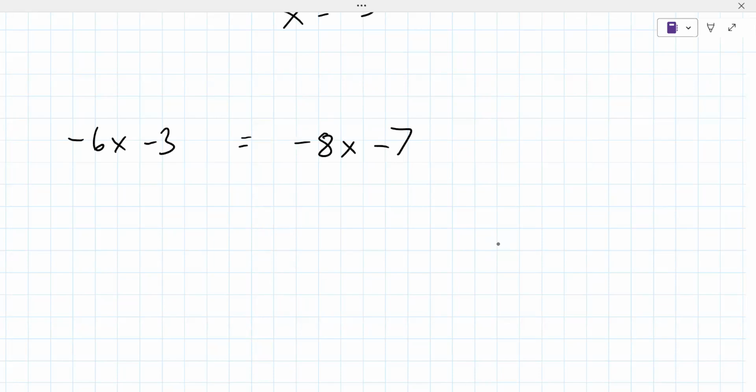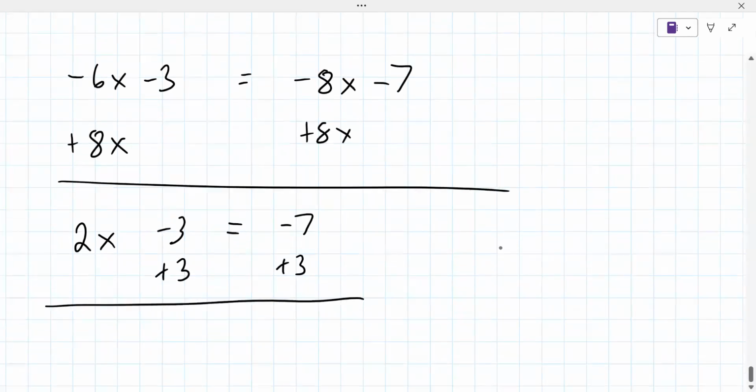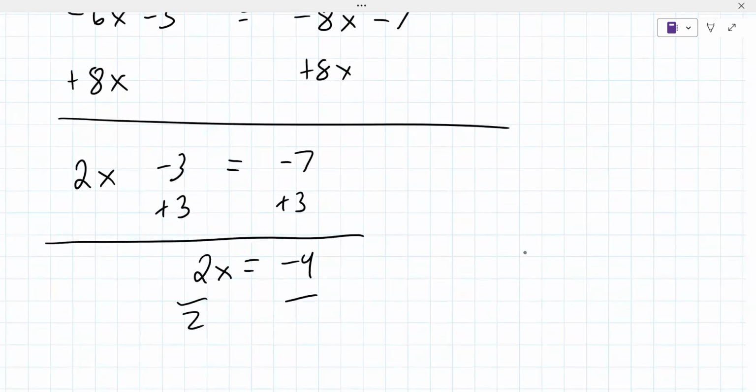What did you come up with? x equals -2. All right, we're going to add 8x to both sides. 2x minus 3 equals -7. Add 3 to both sides. 2x equals -4, and you're going to divide by 2. So x equals -2.